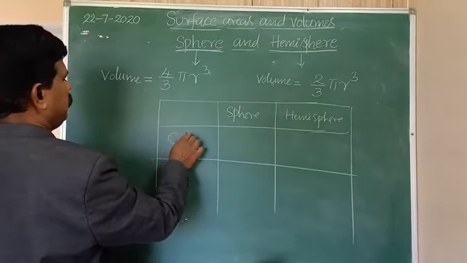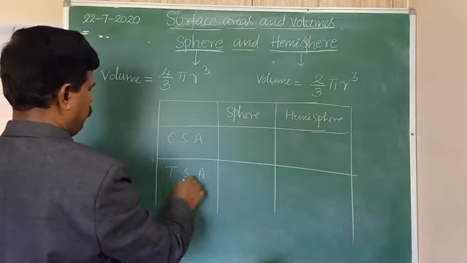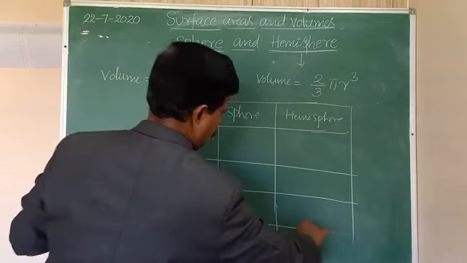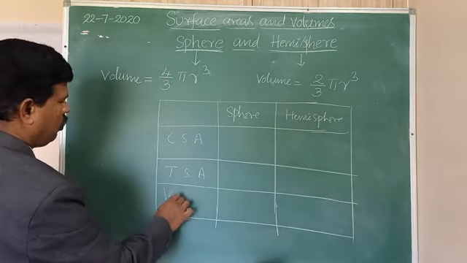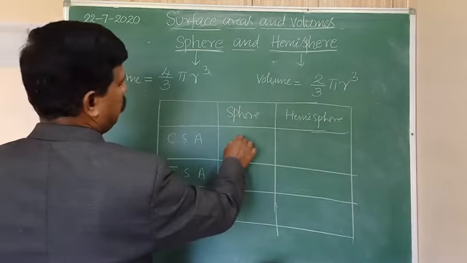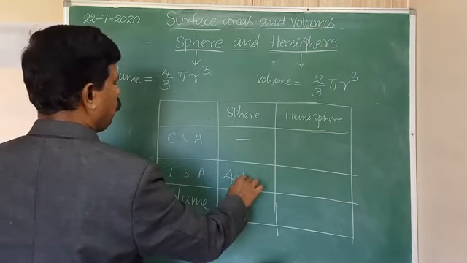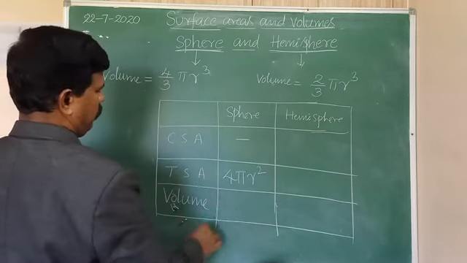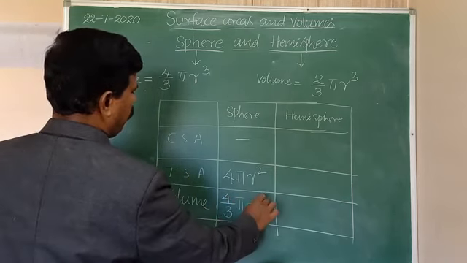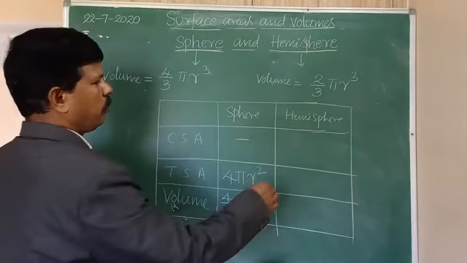This is curved surface area, total surface area, and volume. So here there is no curved surface area of a sphere, only the total surface area, 4 pi r square, and this is the volume, 4 by 3 pi r cube.